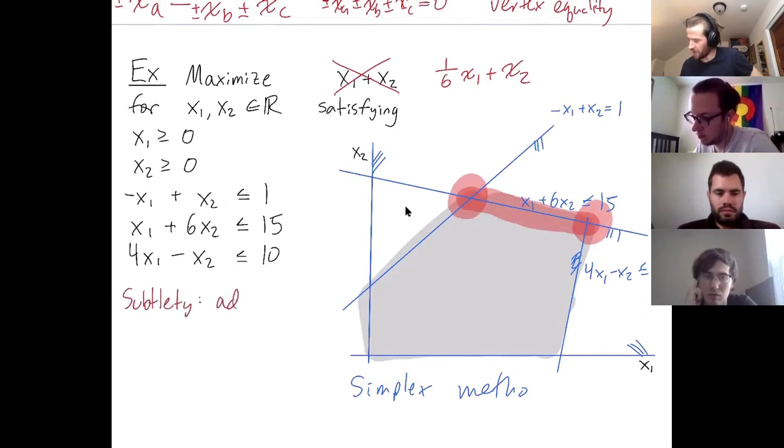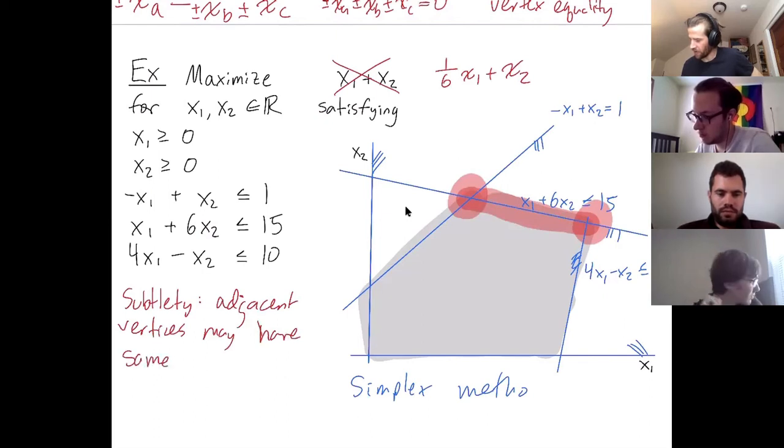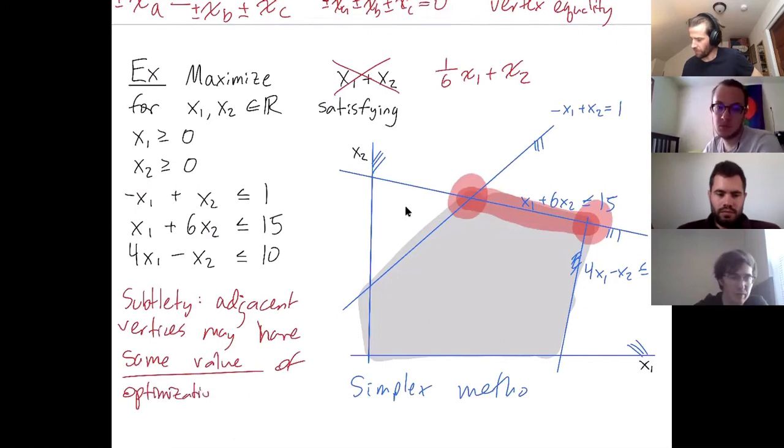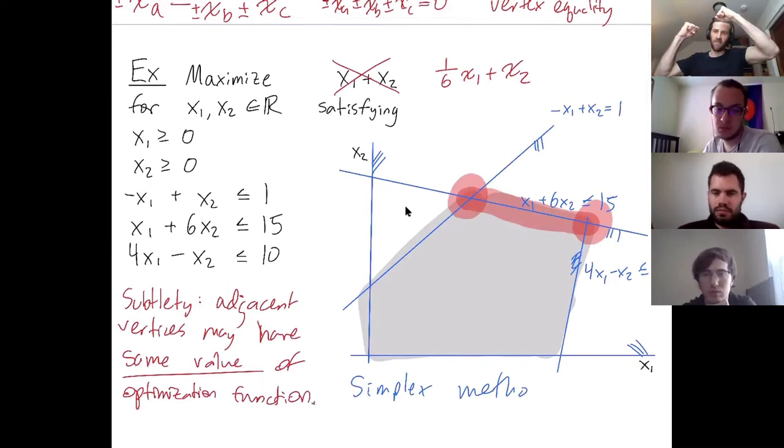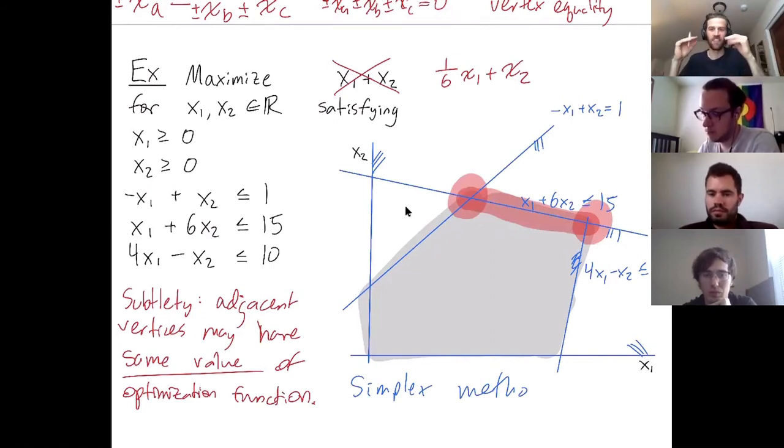subtlety: adjacent vertices may have the same value of the optimization function. Okay. Here, these two vertices happen to have the same value of the optimization function, and they also happen to be global optima, okay? But you could have non-global optima vertices that just happen to have the same value of the objective function, okay? In those situations, it's not clear if you want to translate from vertex A to vertex B when they both have the same value of the objective function, right, Lander?